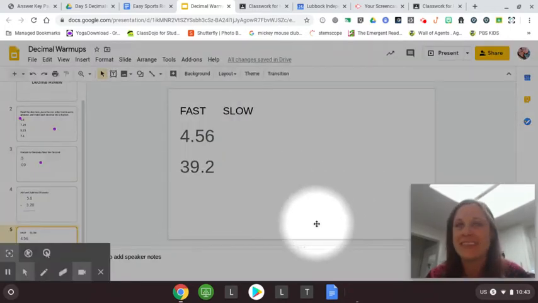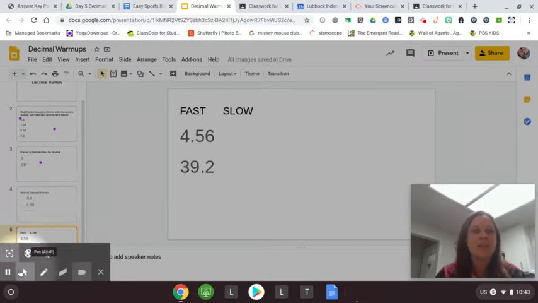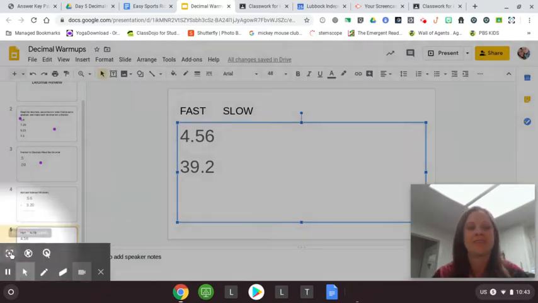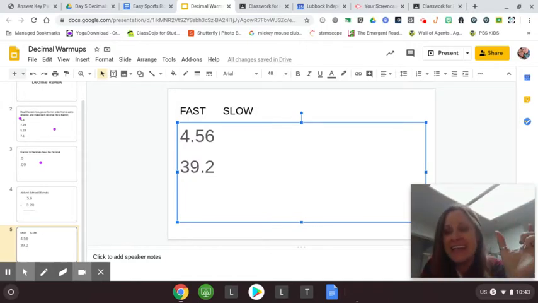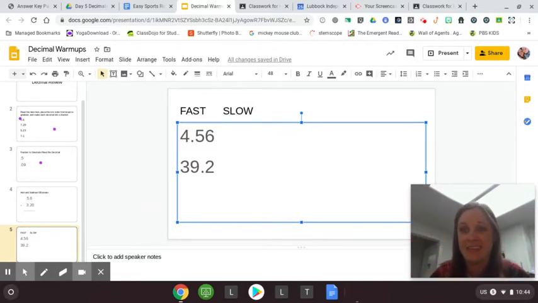We're going to talk about fast and slow. So let's say that me and Miss Wise were running a race, and it was a mile race. And it took Miss Huey 4 minutes and 56 seconds to finish the mile. And it took Miss Wise 39 minutes and 20 seconds to finish the mile. Who was faster? Well, duh, it was me. Remember, the fastest time is going to be the smallest time. And the slowest time is going to be the biggest time. So that's in a problem today, so don't forget it.